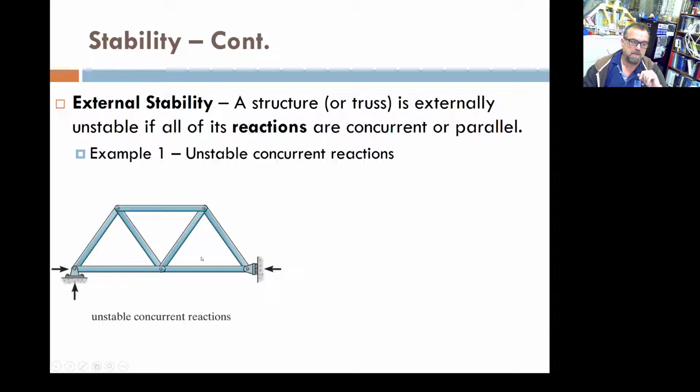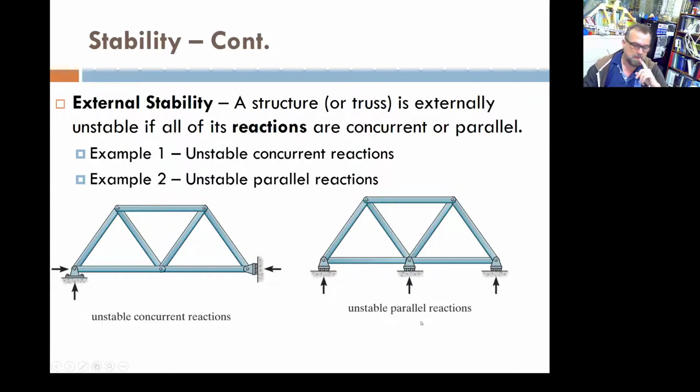So that's unstable. Another example of external instability is when you have parallel reactions, and we discussed that in other courses also. Why is this? Well, under vertical conditions, this is stable. Apply a horizontal load or an inclined load, and it's going to be able to move in that direction, meaning it's unstable. Keyword, parallel reactions, all of them. Keyword, concurrent reactions.